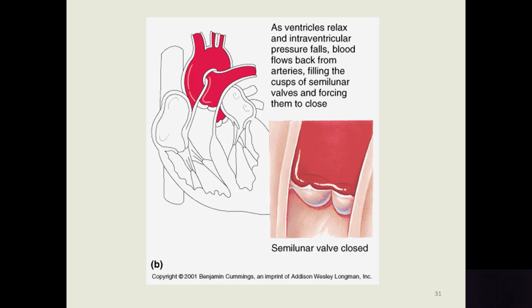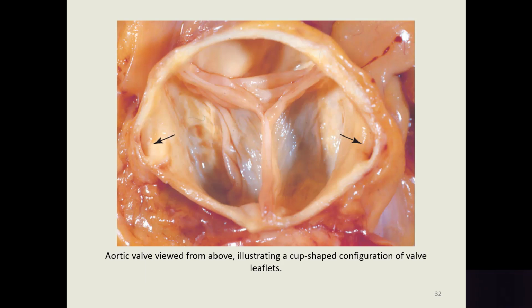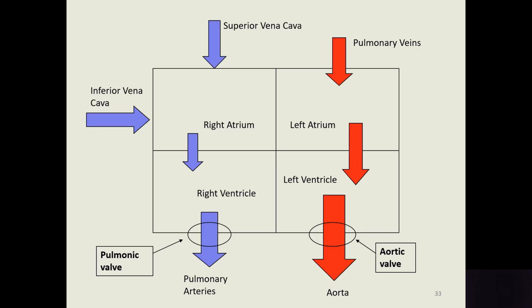So here's a picture of the semilunar valves. The pulmonic valve is here. The aortic valve is here. So when the ventricles contract, they will push the blood through this direction. And when the ventricles relax, the pressure of the blood that's in the vessels will force the valves to snap closed. And you can see that here. Here's a picture of the aortic valve. And here is my simplified drawing showing you where the pulmonic and aortic valves would fit in. So they're at the exits of the ventricles.